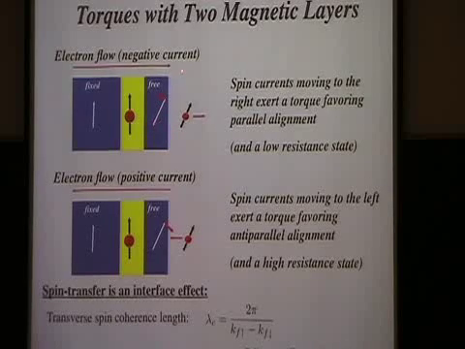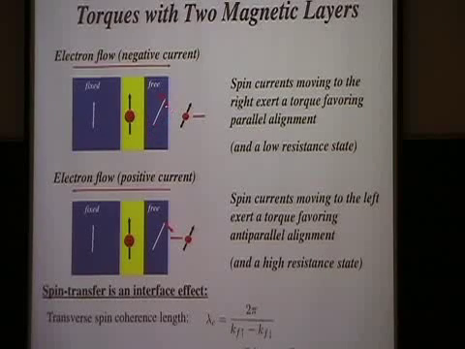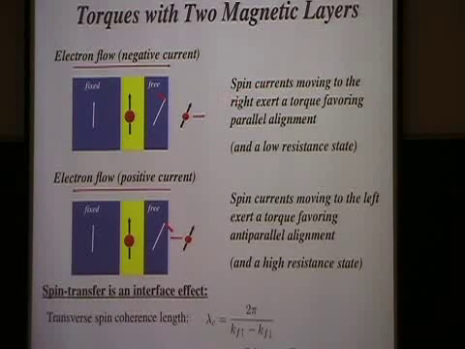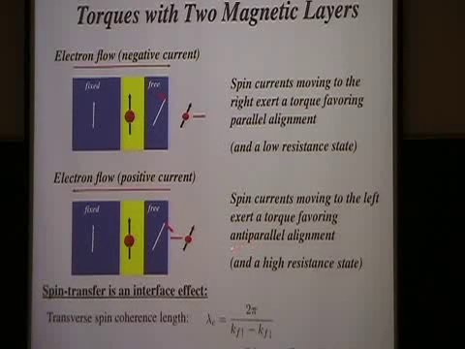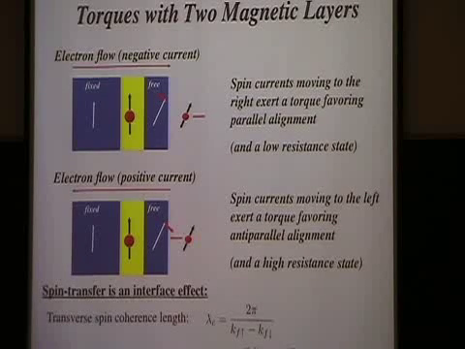Then, by conservation of angular momentum, this magnetization experiences a torque which tends to rotate it counterclockwise toward the direction of the fixed layer. So if you have spin currents moving to the right, you'll favor a parallel alignment of the layers. And in the opposite case, when you have spin currents moving to the left, the torques are in the opposite direction, and you'll favor an anti-parallel alignment and a high resistance state. So the first thinking is that if you have this multilayer, by changing the direction of the current, you should be able to favor one or the other of the states, parallel or anti-parallel.